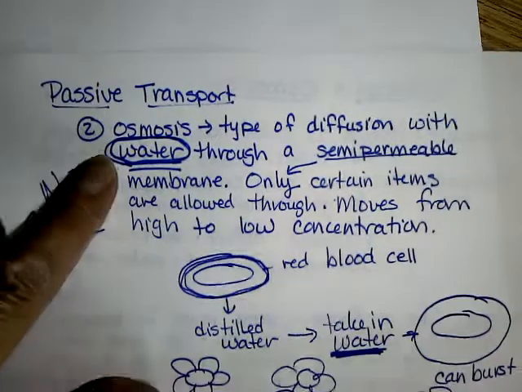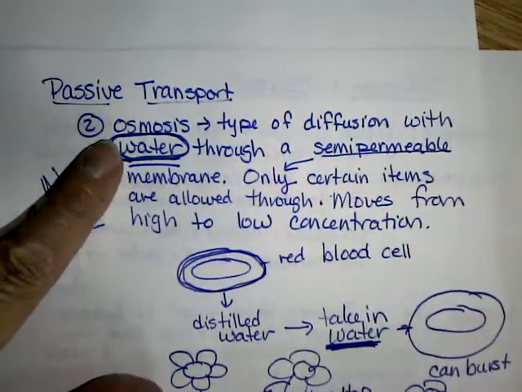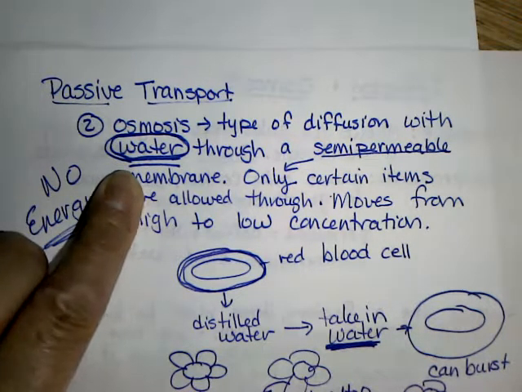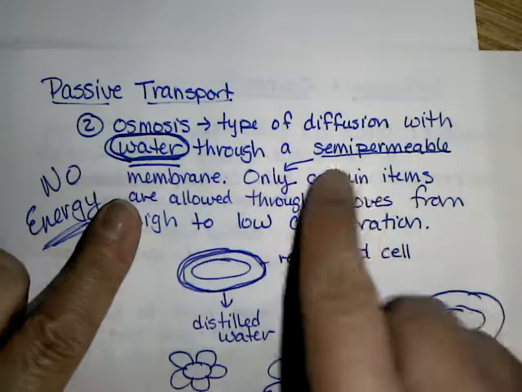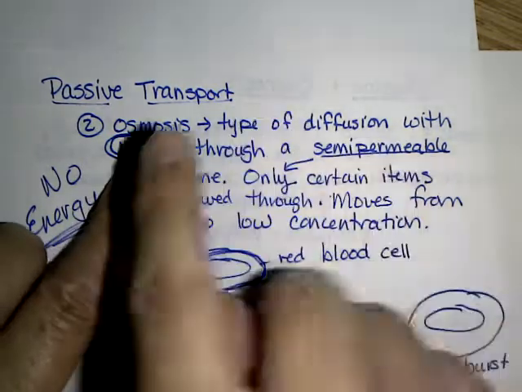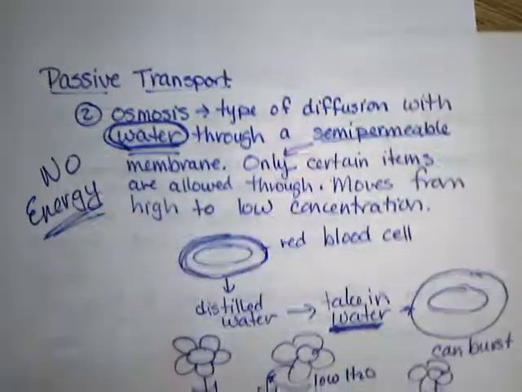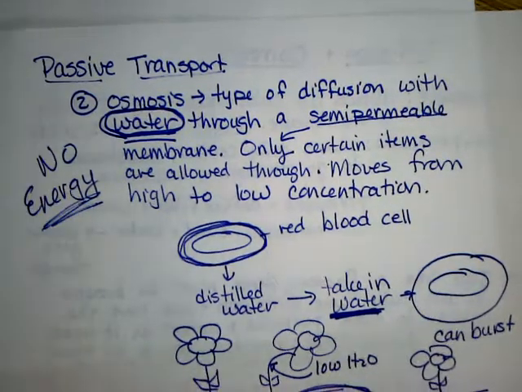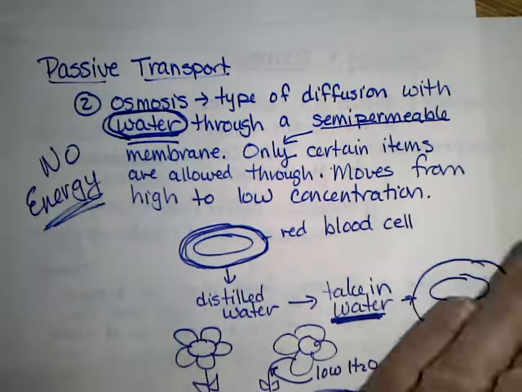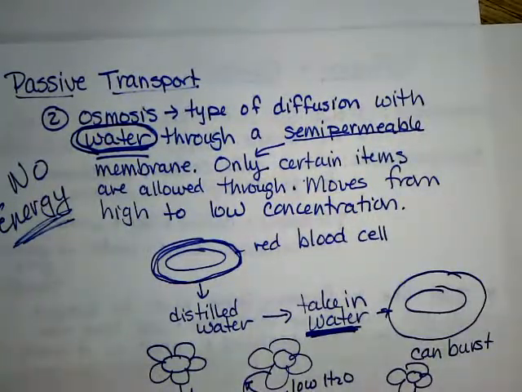Passive transport number 2, osmosis. It is a type of diffusion except it uses water through a semi-permeable membrane. So you need a membrane for this, a semi-permeable membrane, but you're looking at water for osmosis. No energy required because you're still moving from high to low to find that middle ground of that cell.